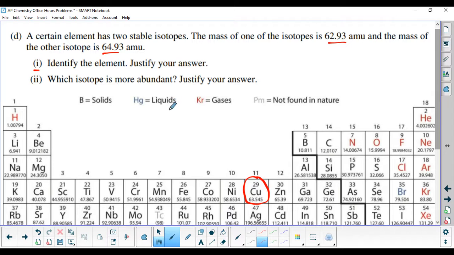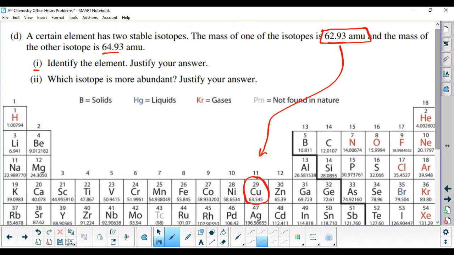Which isotope is more abundant? Well, whichever isotope is closer to the actual mass of the element. So 63.5, which is it closer to? Is it 62.9 or is it 64.9? Well, the answer is 62.9 is closer to my actual mass. Therefore, this must be in greater abundance. And you remember in class when we had to calculate average atomic masses, you had to do that by a weighted average. And that just means that this particular isotope has more impact on the actual average atomic mass than this isotope because there's just more of it.